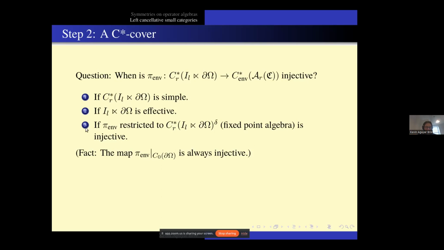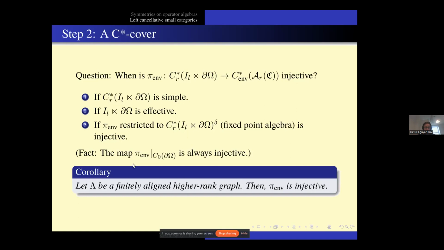But the third bullet is what I want to emphasize here, where we actually use the coactions. As I mentioned before, because everything involved here carries a coaction, there is a fixed point algebra, and by general theory, it's enough to check injectivity on the fixed point algebra. And one corollary of this is that if lambda is a finitely aligned higher rank graph, then this map is injective. This is simply because we can identify the fixed point algebra, and once we've identified it, we can infer that the map has to be injective.